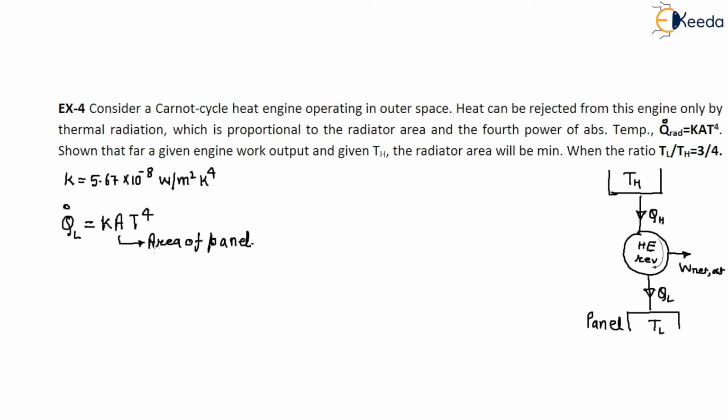So what is the minimum area? The minimum area is given at TL by TH equal to 3 by 4. That means this is 0.75. So if the ratio between the two thermal reservoirs is 0.75, the area of the panel will be minimal. To prove that, let us see what is given.